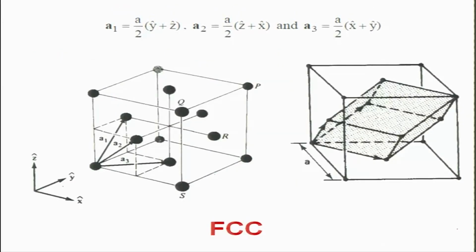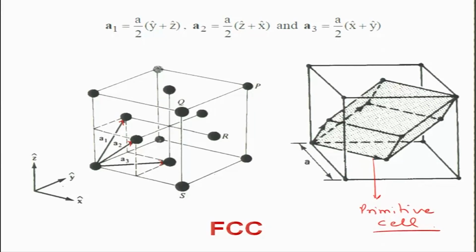This is in case of FCC. So in case of FCC you can have vectors. If you choose this as an origin, this is A1, this is A2, and this is A3. Basically the corner atom is connecting to 3 face center atoms. As a result, A1 is half of y plus z, A2 is half of z plus x, and A3 is half of x plus y. If you choose your origin differently, your vector signs will change. If you connect using these 3 vectors, you get this parallelepiped within the cube. This is the primitive cell.